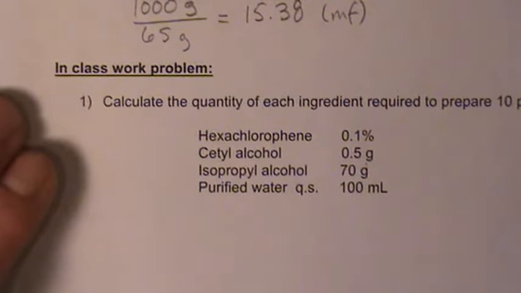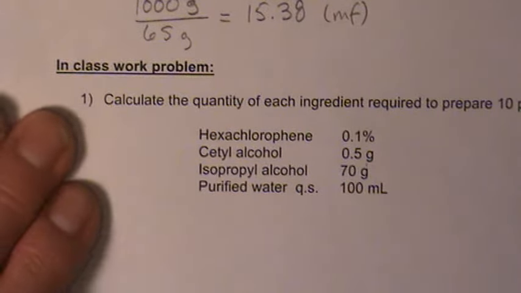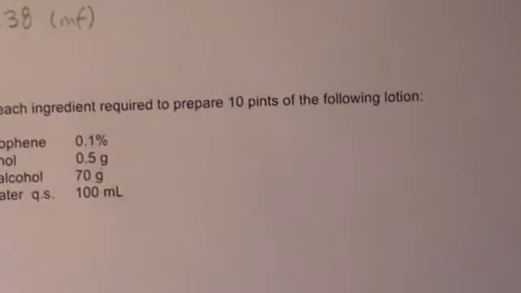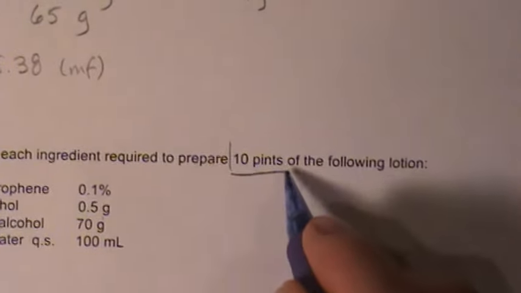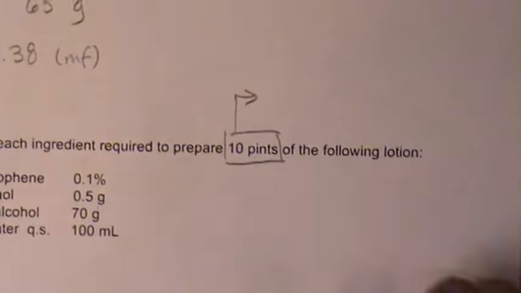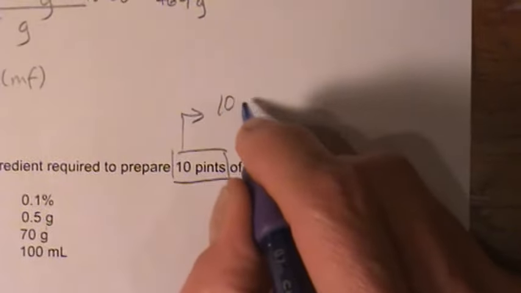Okay, so let's go ahead and do this first in-class work problem number 1. It says calculate the quantity of each ingredient required to prepare 10 pints of the following lotion. The first thing I want to do is just take this 10 pints and convert it to metric. All right, so that's number 1. So I'm going to do that by just good old 10 pints.